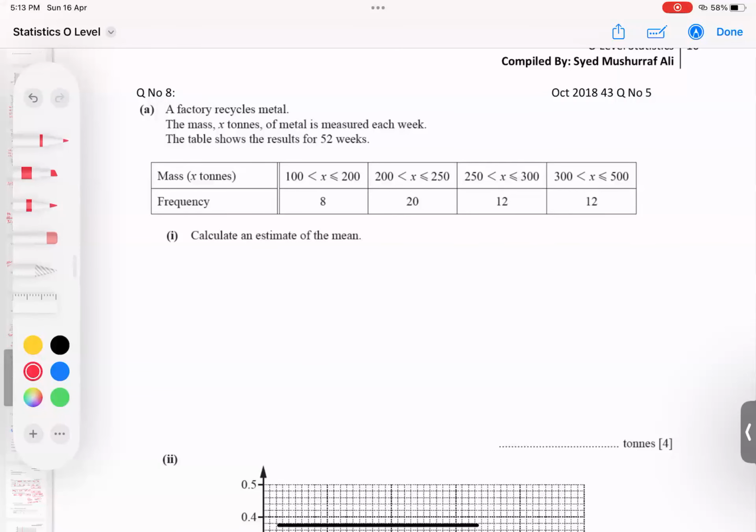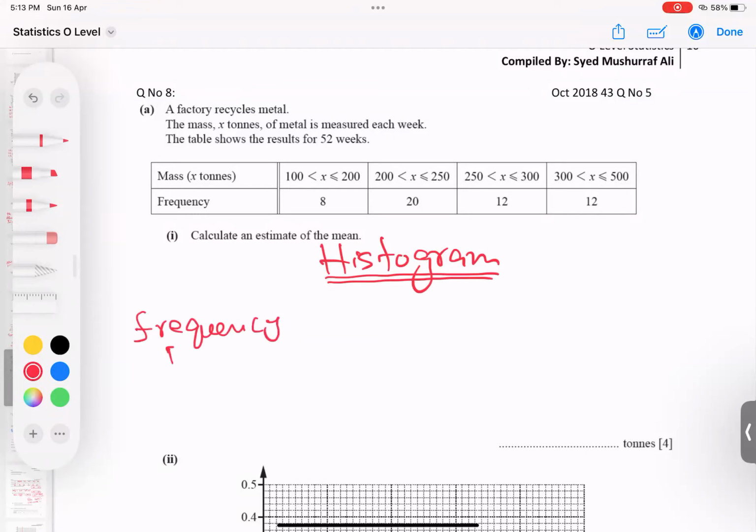So students, now I'm starting with you the topic of histogram. The topic title is histogram. Very important topic. And for histogram, we have a special formula, and that is called frequency density, which is equal to frequency by class width.